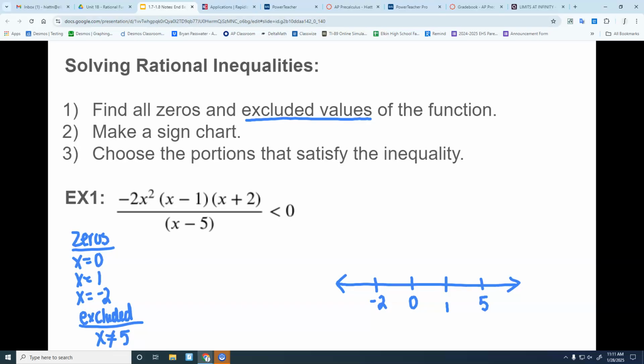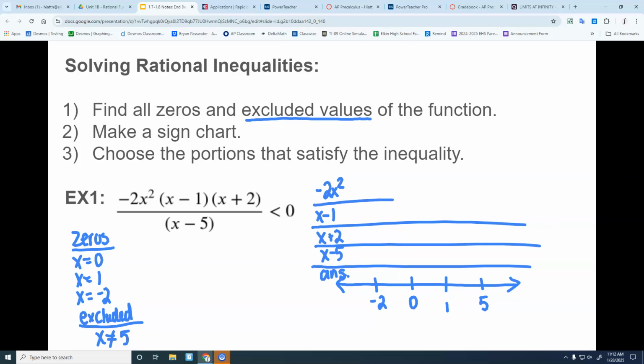And then I'm going to take each piece, each factor of this function, top and bottom. It doesn't matter if it's top or bottom. You're using all of them. And I'm going to put them over here on the side. So I would have x, x minus 1, x plus 2, x minus 5, and like we did with our polynomials, let's put a line for our answer. And then you're going to draw in the chart here.